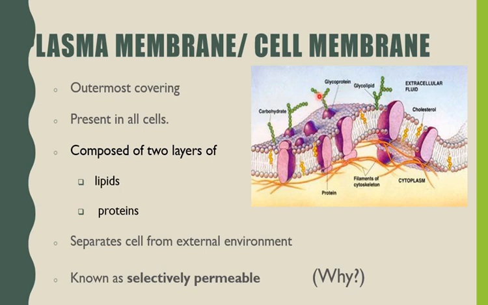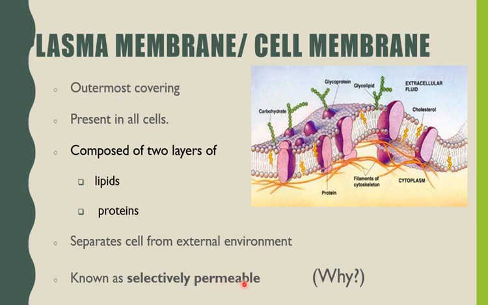These hair-like protrusions are carbohydrates. The function of carbohydrate is not included in your syllabus, but we'll be doing the function of lipids and proteins in the next video. Now this plasma membrane is known as selectively permeable.